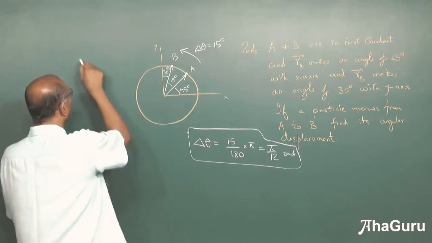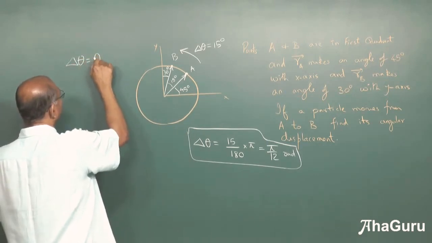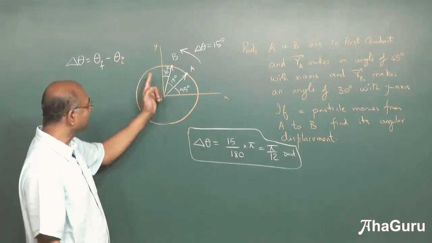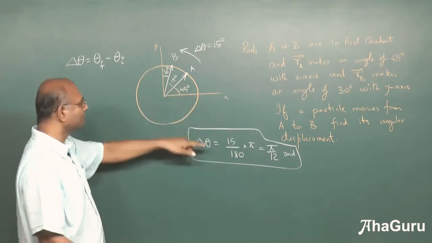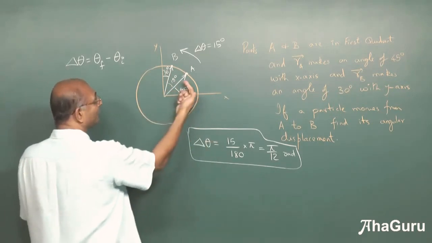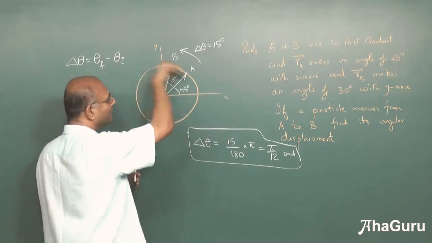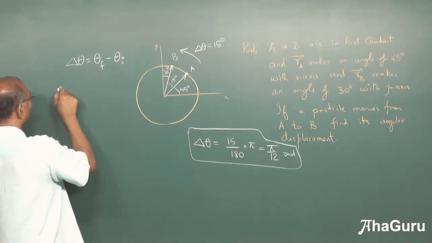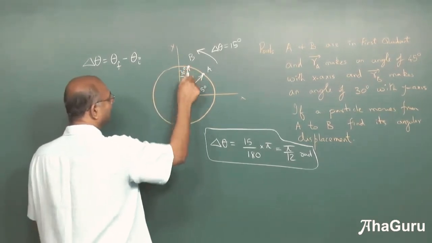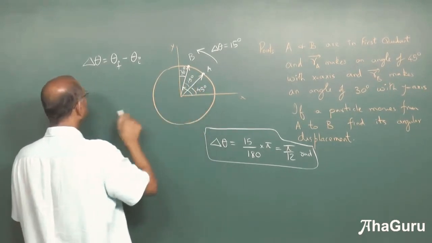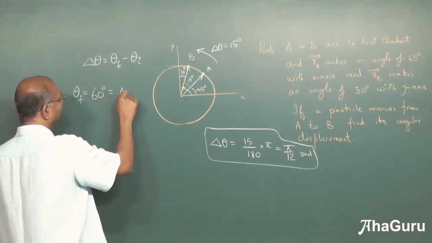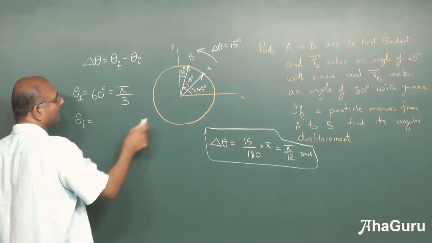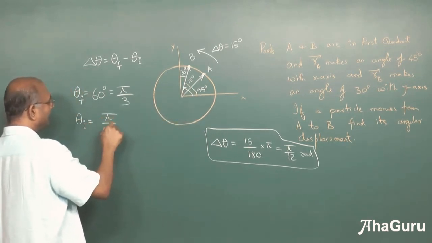But this is not really using any proper definition. Delta theta is the final angle minus the initial angle. Because if I did it like this, whether I went this way or that way, it should be the same. Of course, you will get a minus sign: if it's going this way, 15 degrees plus; if you're going that way, it is minus 15 degrees. This is just a conversion. But suppose I wanted to do it like that. My final theta is this angle, which is 60 degrees, which is pi by 3. I don't need to write radians. Initial angle is 45 degrees, which is pi by 4.